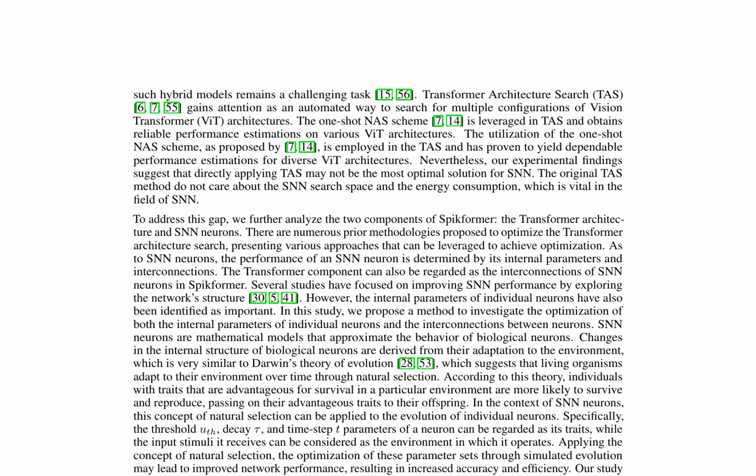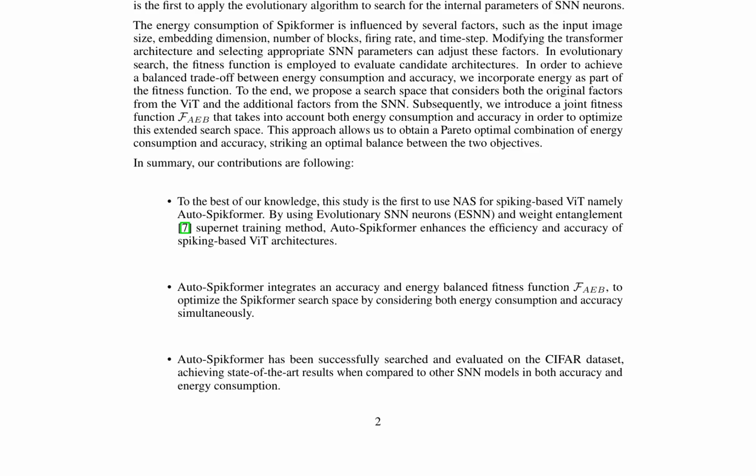To address this gap, the authors analyze the two components of Spikformer, the transformer architecture and SNN neurons. They propose a method to investigate the optimization of both the internal parameters of individual neurons and the interconnections between neurons. The internal parameters of SNN neurons, such as threshold, decay, and time step, can be regarded as traits that can be optimized through simulated evolution, inspired by Darwin's theory of natural selection.